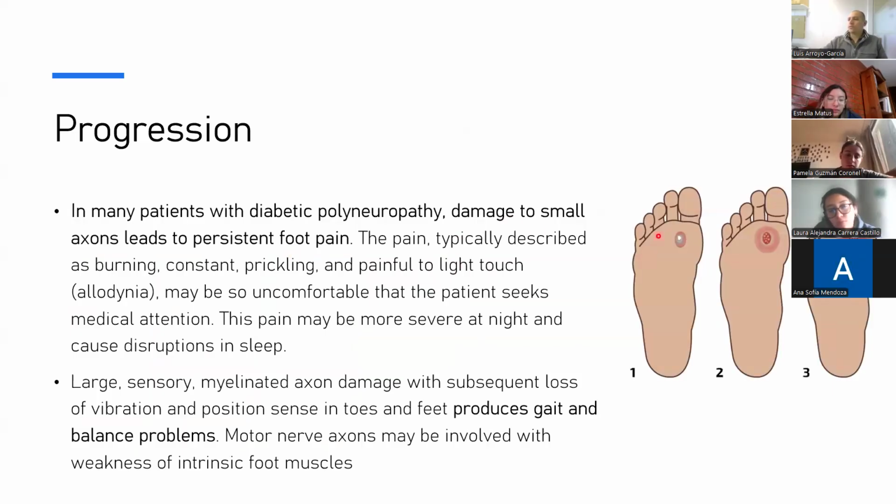Foot pain. The pain is typically described as burning, constant, prickling, and painful to light touch. It might be so uncomfortable that the patient seeks medical attention. The pain may be more severe at night and cause disruption in sleep. This is in the first stages. Large sensory myelinated axon damage is subsequent to the loss of vibration and position sense in toes and feet, which will produce gait and balance problems.